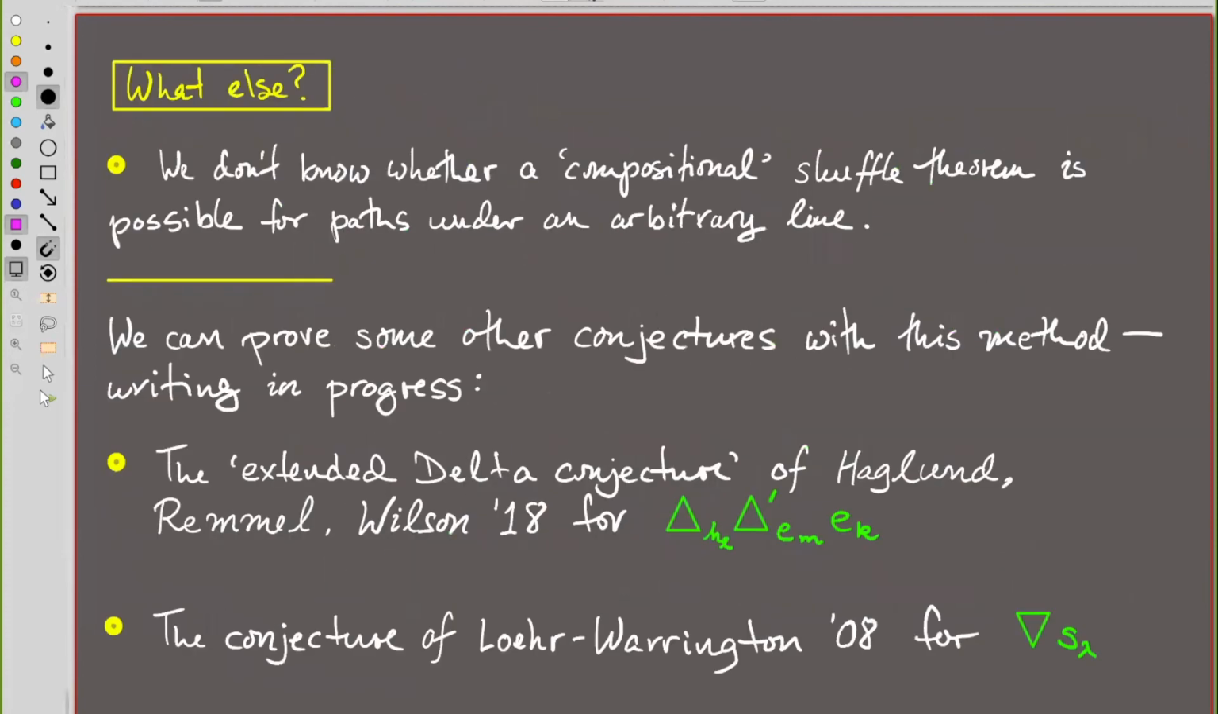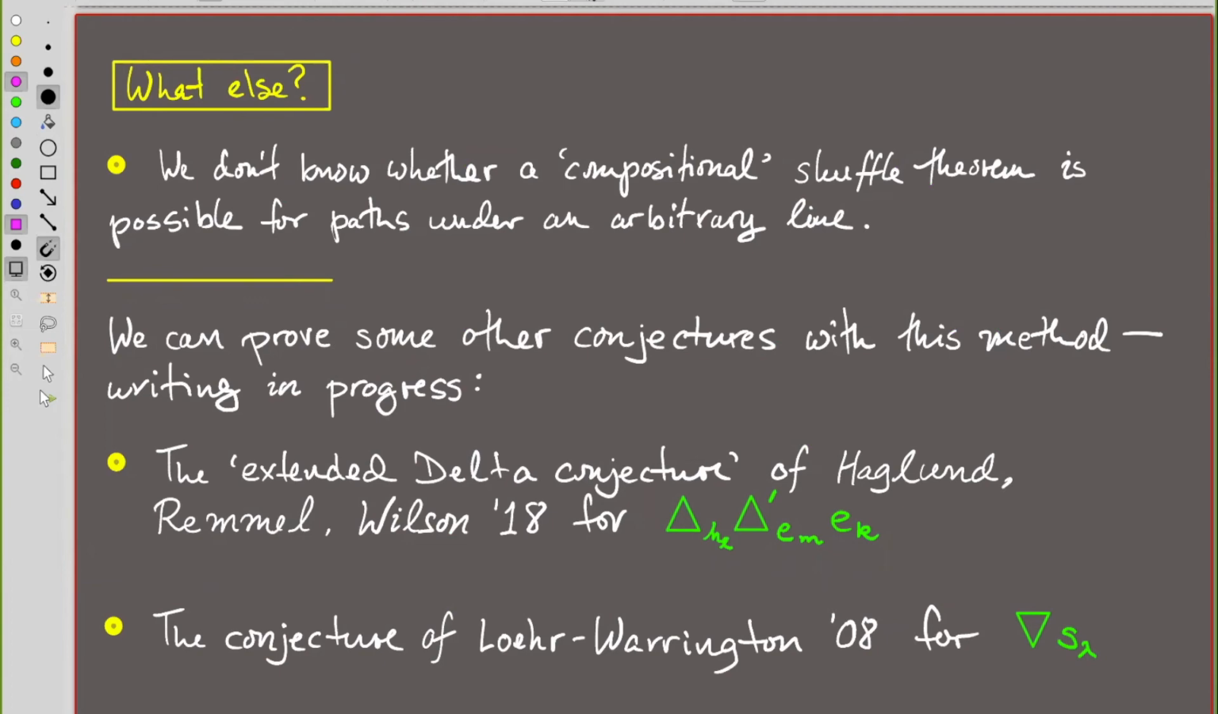So what else can we do with this? Well, one thing we can't do is that the KM, KN, and the original Shuffle theorems have a compositional extension. For the original one, it's due to Haglund, Haiman, Loehr, Remmel, and Ulyanov, and for the KM, KN one, it's in the Bergeron, Garsia, Sergel Leven, and Xin paper. That we don't have, and it's not even clear what that would mean for paths under an arbitrary line. So we don't know quite what to do there.